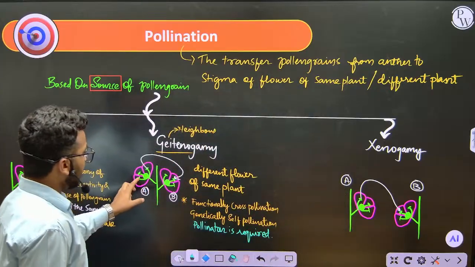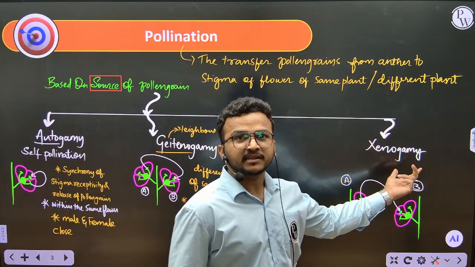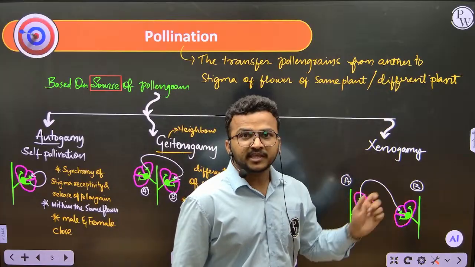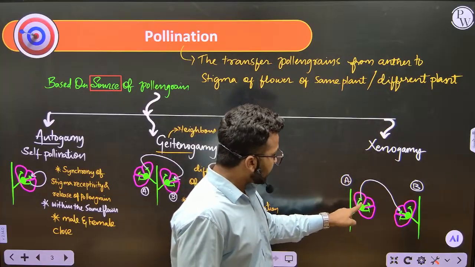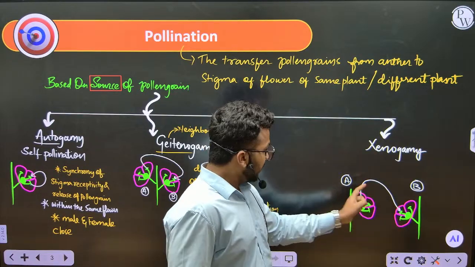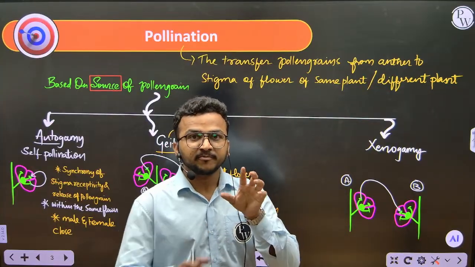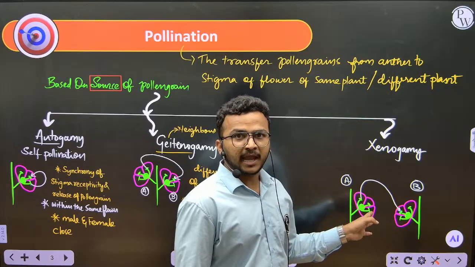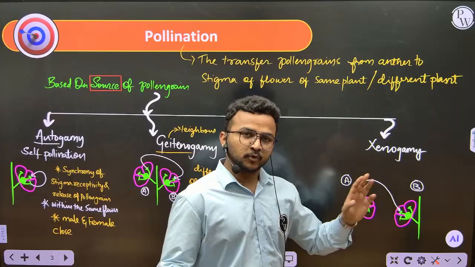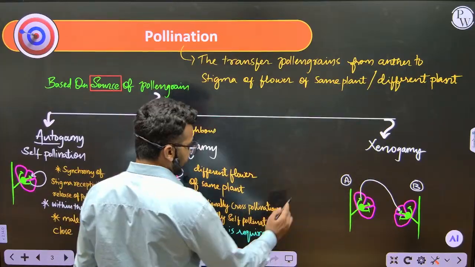Another one we will be seeing here is xenogamy. Xenogamy is nothing but cross pollination, the proper cross pollination. It is the transfer of pollen grains from the anther to the stigma of a different plant. Here it is of a different plant of the same species. Same species means if it is a mango plant, the other should also be a mango plant. Pollination may take place between two different species, but fertilization will not take place.